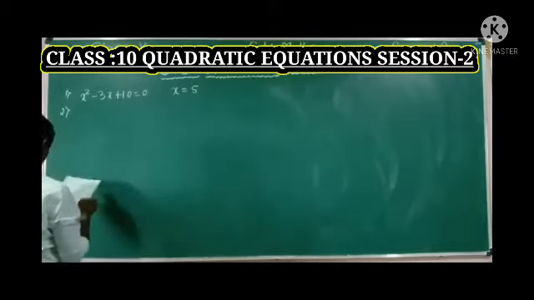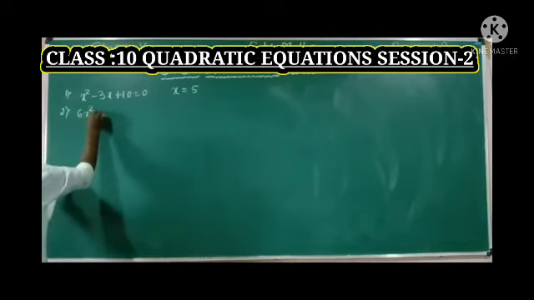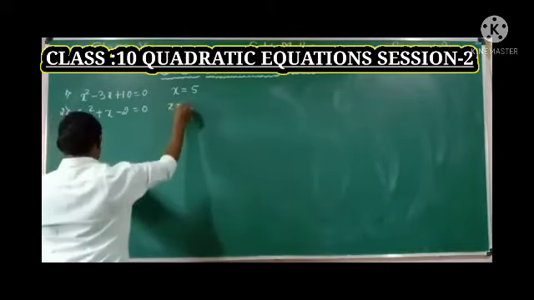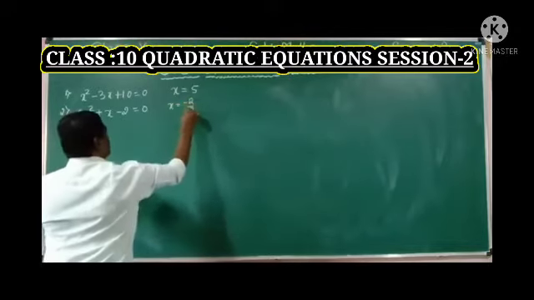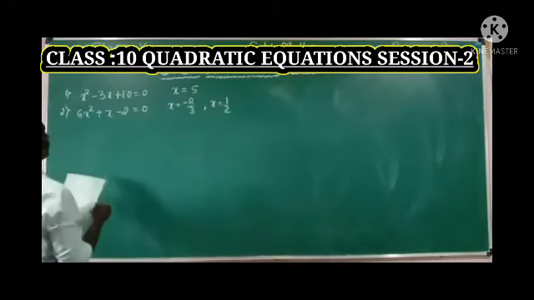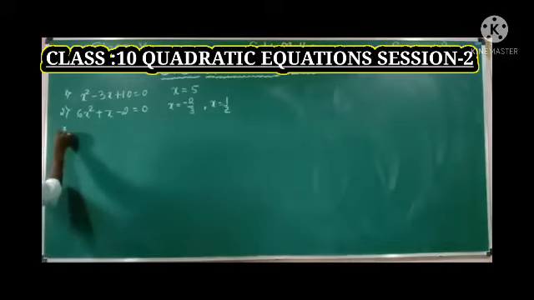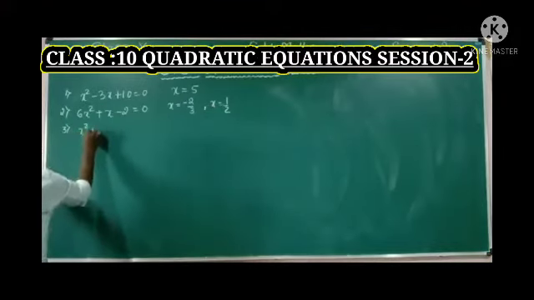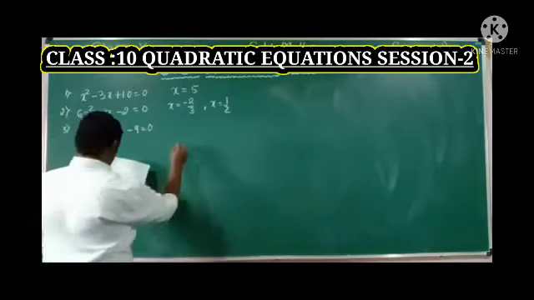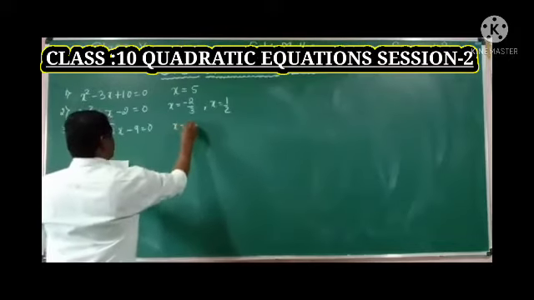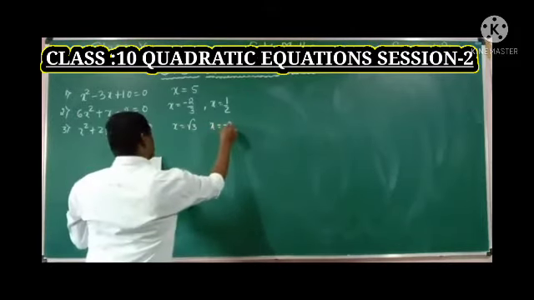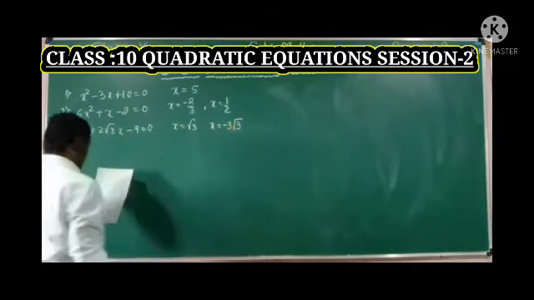Second one, 6x square plus x minus 2 is equal to 0. Here the given x values are minus 2 by 3 and one more value, x is equal to 1 by 2. Third one, x square plus 2 root 3 x minus 9 is equal to 0. Here the x values are x is equal to root 3 and x is equal to minus 3 root 3.